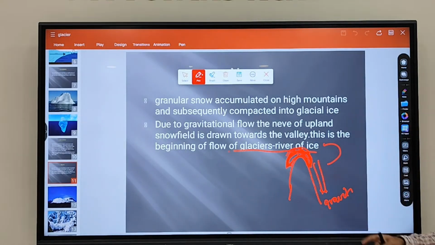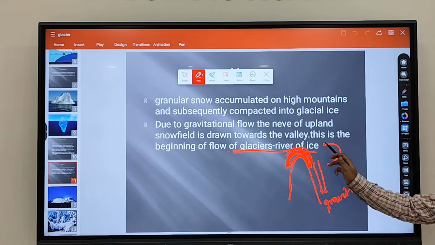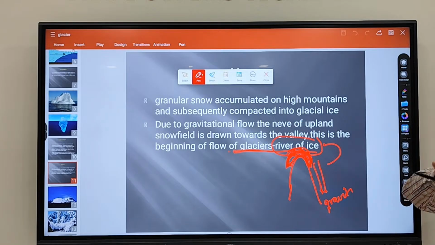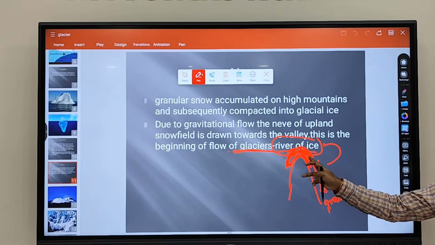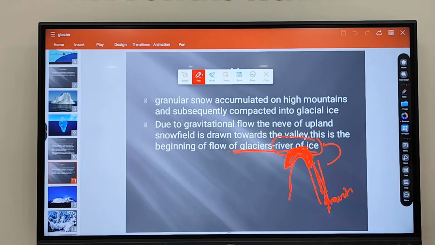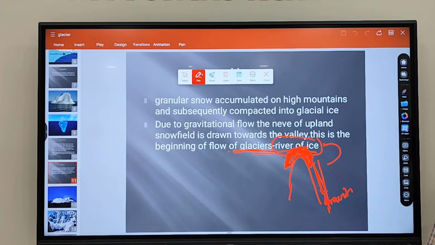When it comes down from the top of the mountain towards the bottom, what is it going to be called? It is going to be called a flow of glacier or a river of ice. Ice is moving down, so we call it a river of ice. Fine. Clear? So what is a neve? Neve is nothing but snow deposited on the top of the mountain. That is called a neve. And when neve becomes much more compact, it starts to come down under the influence of gravity, which we call a flow of glaciers. Fine.